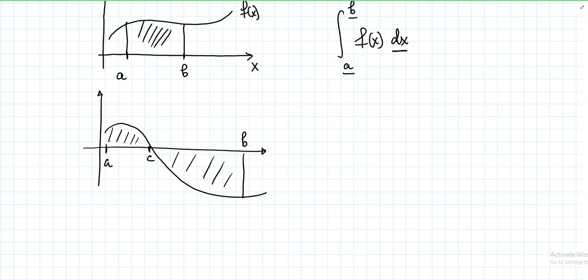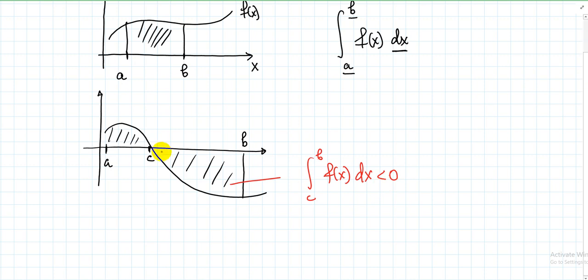The reason is like this. The integration of the function from c to b gives you a negative value, okay? The integration from a to c gives you a positive number. So now, could you please tell me why this gives me the negative value? Why is this part negative? Because of the definition of the integration. Do you remember what we did in order to find the area here?